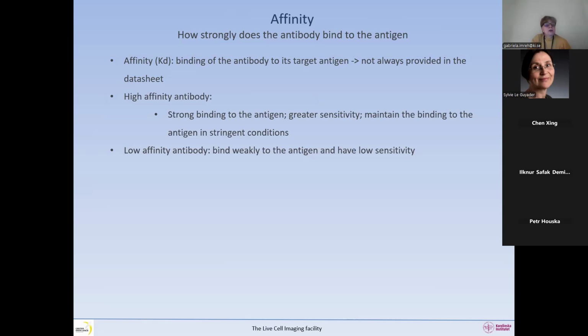Now, if we go back to what I mean by stringent conditions, basically that means that we make it difficult for the antibody to bind.